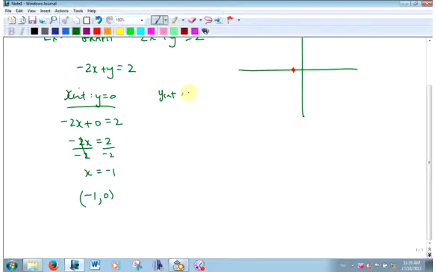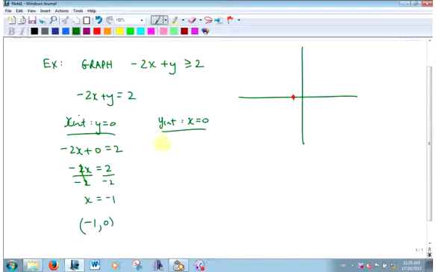At the y-intercept, what happens? X is 0. And this one's usually easier, but sometimes not. Okay? So if x is 0, I got negative 2 times 0 plus y. I just want the line here, not worried about what part I'm shading. 0 plus y is 2. Y is 2. Okay, what's the coordinate? Well, this is a y-intercept. I know x is 0. So that's 0, 1, 2. There's my other point.